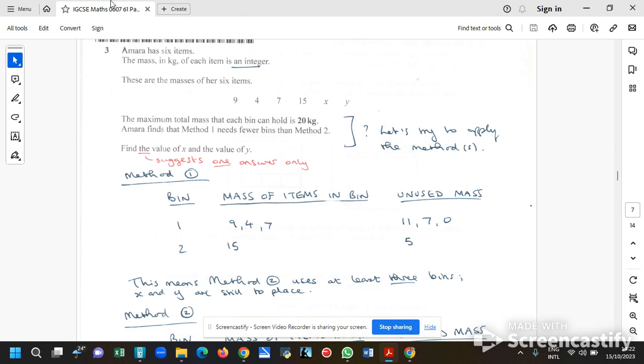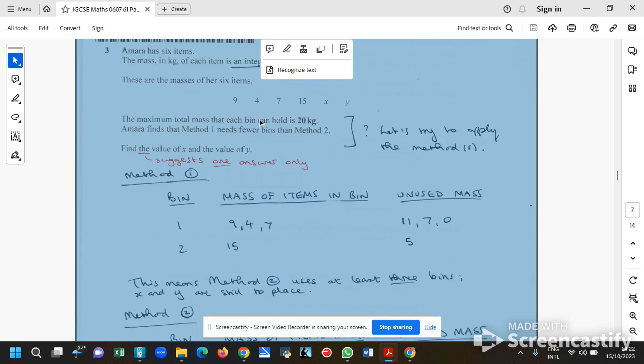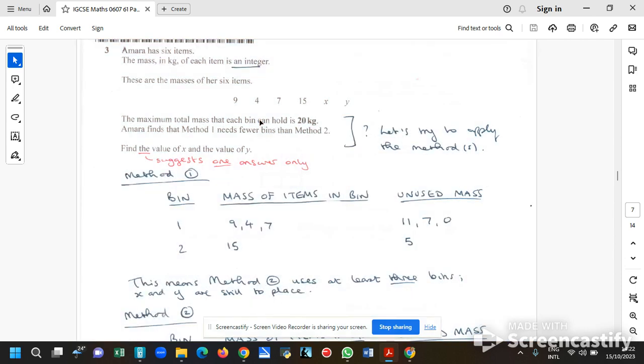And the big clue here, of course, it says find the value of X and the value of Y, which suggests that there's only one solution. As we'll find out, X and Y can be swapped around because it's not clear which is which, but there is only one solution. So let's place the 9 and the 4 and the 7. They can all go in the first bin. This is using method 1. There's no capacity left because we're up to 20. And then the 15 is going to have to go in the second bin.